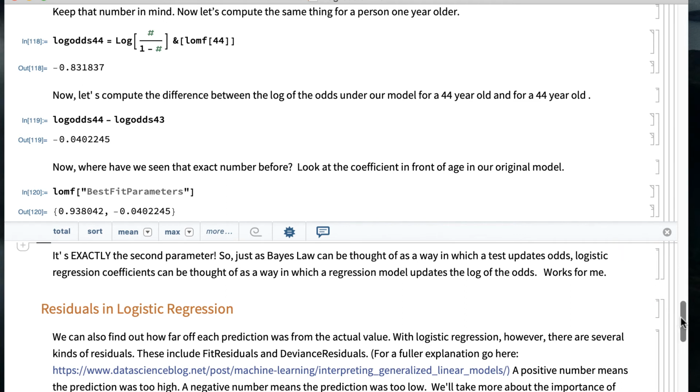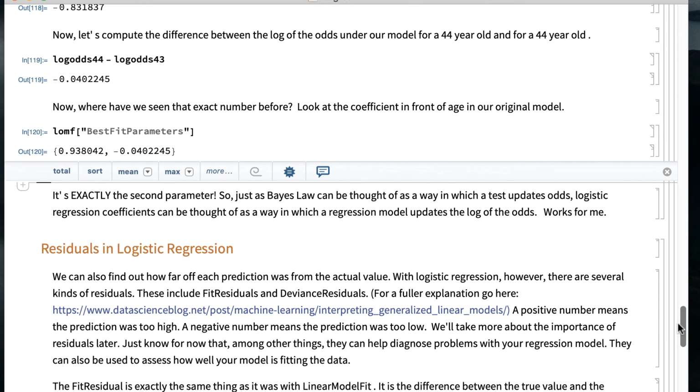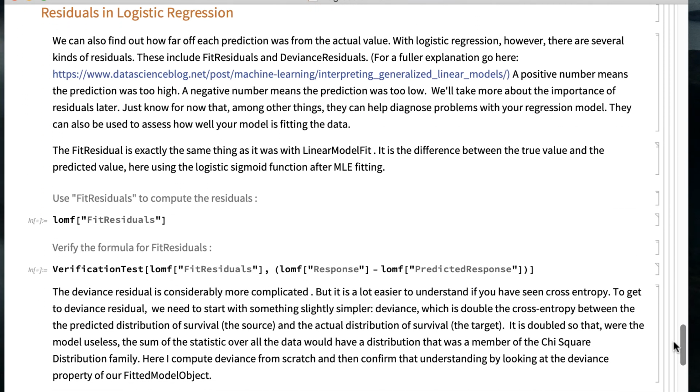You remember we calculated the residuals for linear regression, the difference between the predicted value and the actual value. With logistic regression, we can do the same thing and more. So we have multiple kinds of residuals with logistic regression. The two I'm going to focus on here are the fit residuals and the deviance residuals. With the fit residual, a positive number means that the prediction was too high, and a negative number means that the prediction was too low.